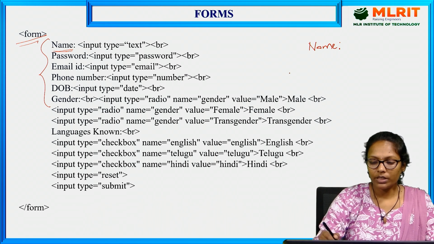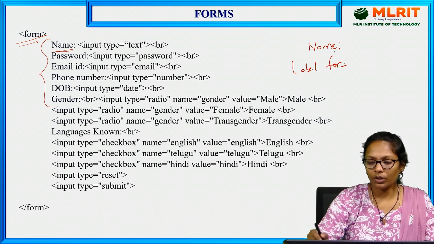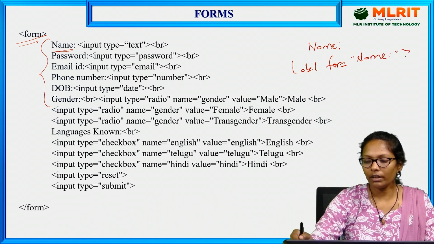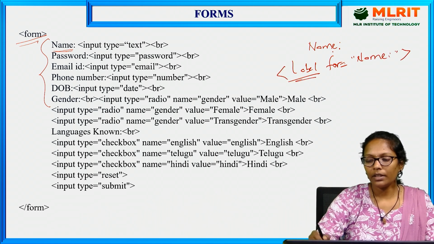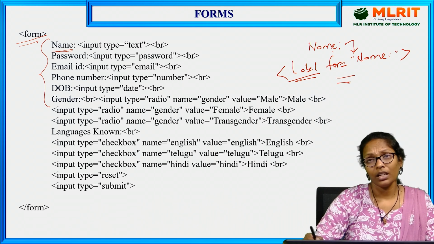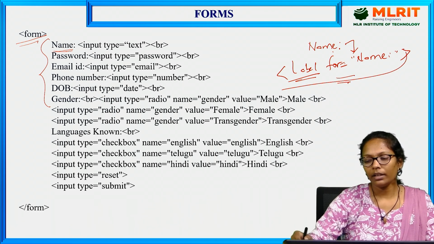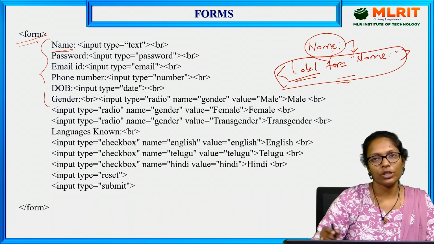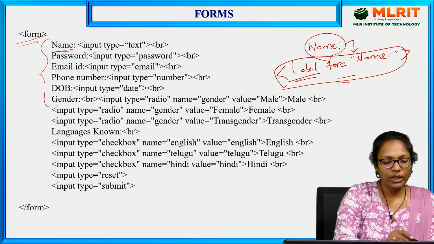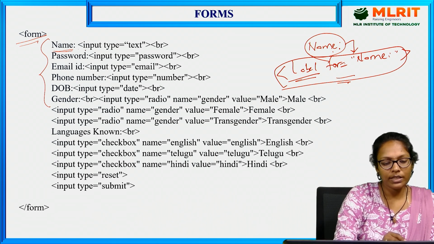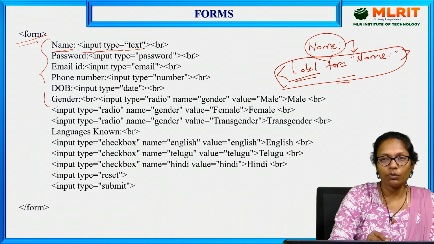Instead of this, I can also write label for. Label for what? It is name. Whatever you want to display, you can write here. So using the label tag, you can write the same thing like this. If I don't want to write the label tag, you can directly mention the name in the program. So name, followed by, for the name, what is the type of the input field? Input type is equal to text.